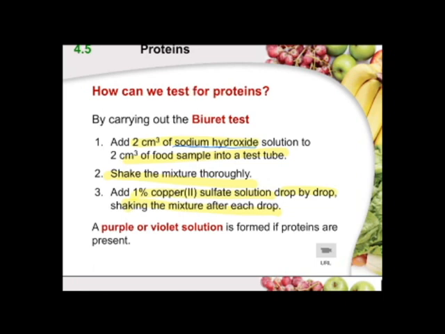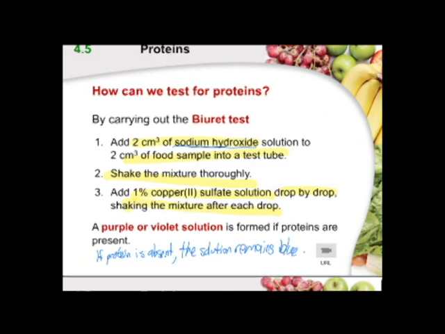Then of course comes the observation. The observation is that there will be a violet coloration. So a purple or violet solution is formed if protein is present. If protein is absent, the solution remains blue. So these are some of the things that you can take notice of, and basically from here it is easier for you.